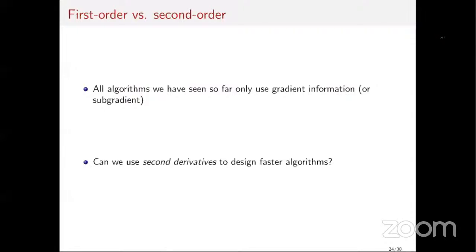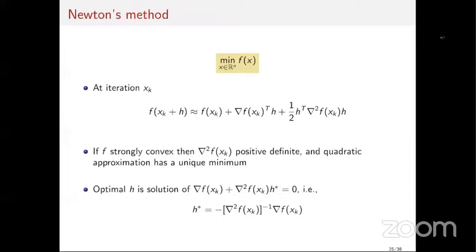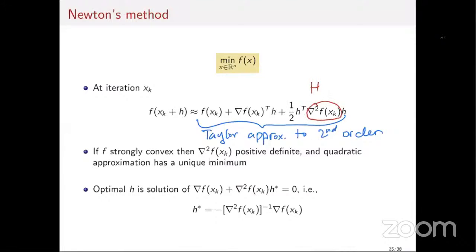So let's start with the definition of what Newton's method is. The motivation is very simple. I want to minimize a function f of x. Again, I assume that my function is convex, and so what I do is a second order Taylor approximation of my function. Remember that this notation I use here is the Hessian of my function.